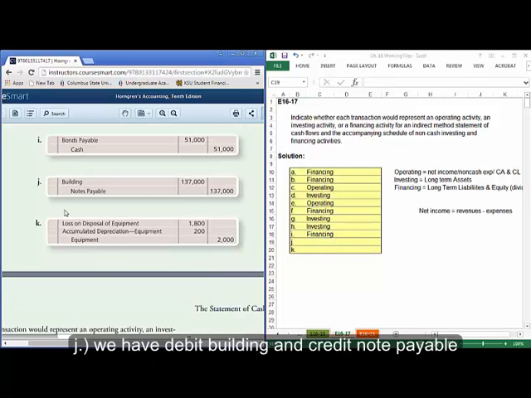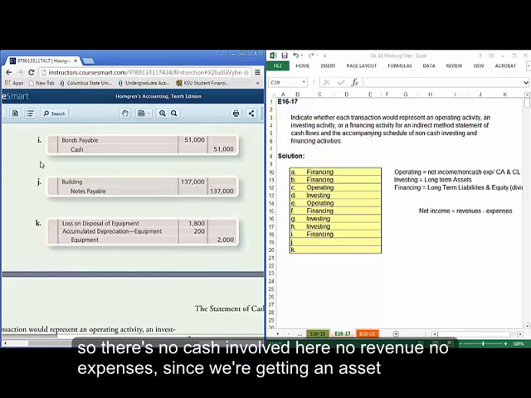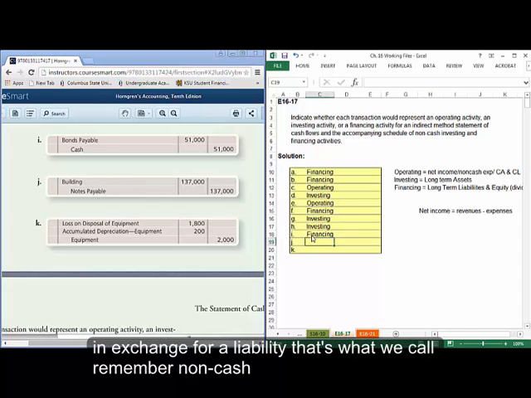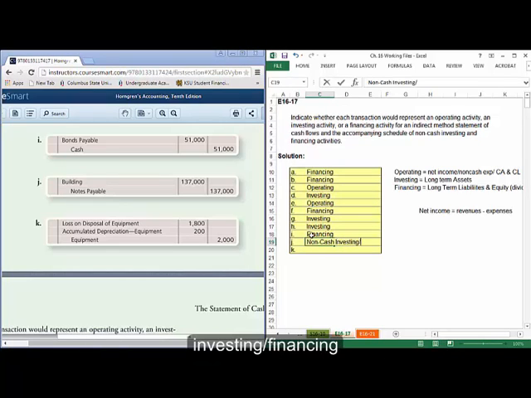All right, so J, we have debit building and credit note payable. So there's no cash involved here, right? No revenue, no expenses. So since we're getting an asset in exchange for a liability, that's what we call, remember, non-cash investing financing.